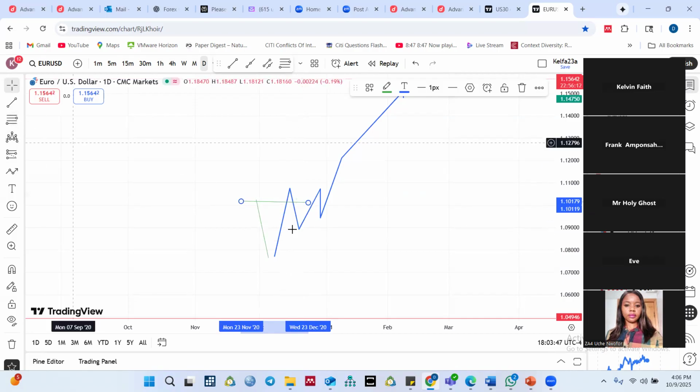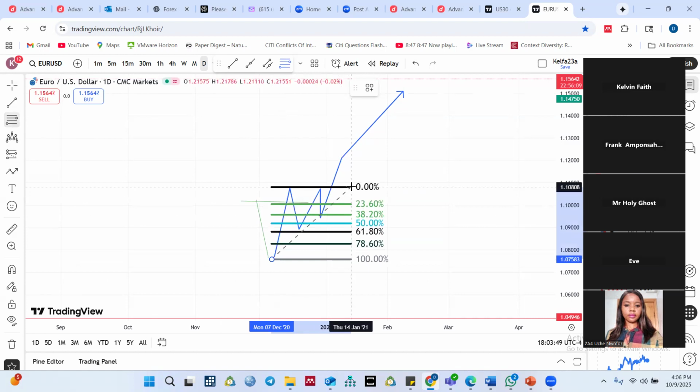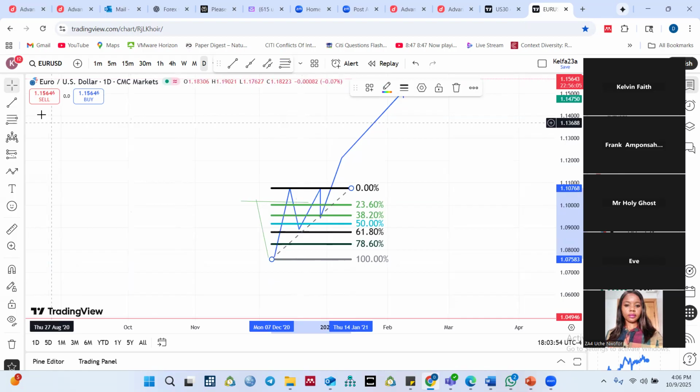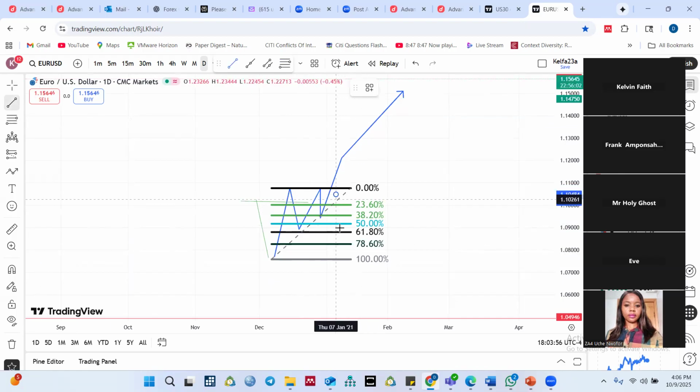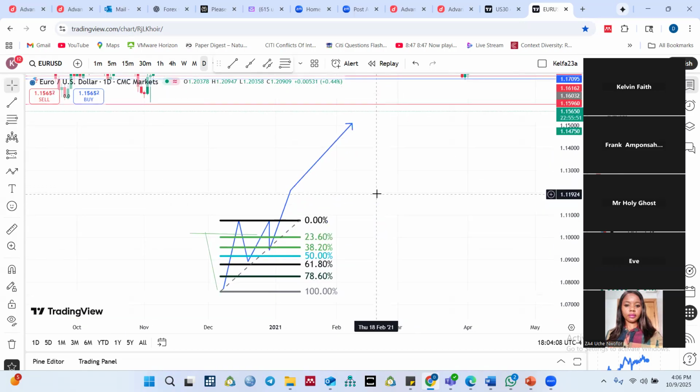So for this corrective, when we measure with the Fibonacci, it only came to equilibrium, 50%. It didn't come to discount, or let's say 78.6% or 61.8% or 100%. No. And that is perfectly fine. So it depends on where price is at the time where this move was happening. But it gave us at least a fair price, equilibrium. And from there, boom, it gave us a new high.